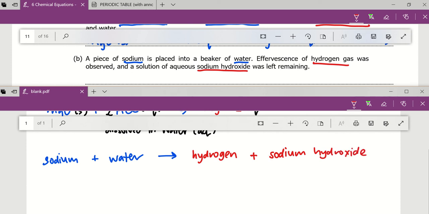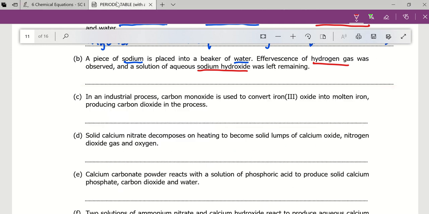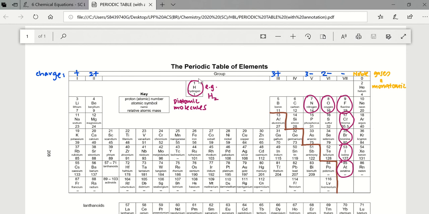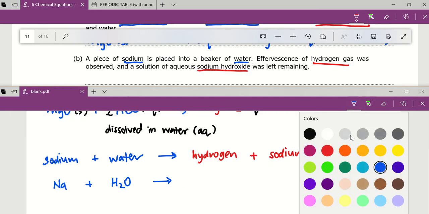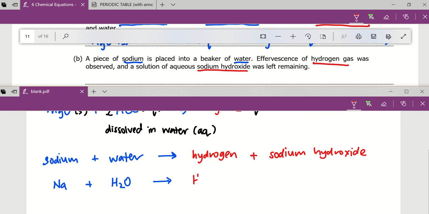So let us write down the chemical formula now. Sodium metal is the element metal. So like we said just now, it is just the chemical symbol, right? So this is Na. Water, we all know this is H2O. And I have hydrogen. Hydrogen is a diatomic molecule as seen from the periodic table over here. So it should be H2, right? So it should be H2 plus sodium hydroxide is an alkali.